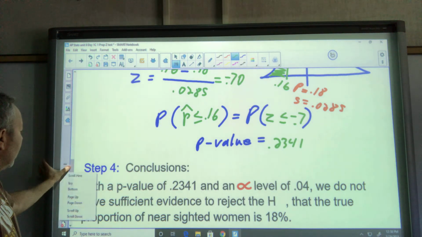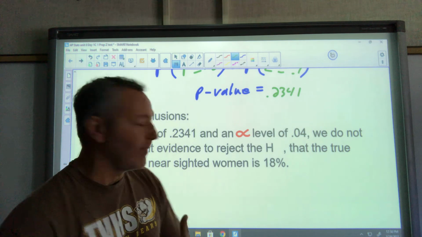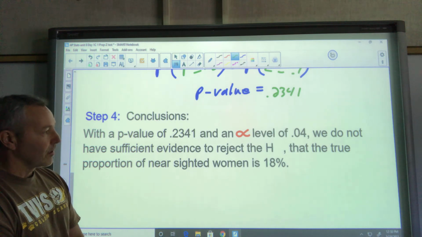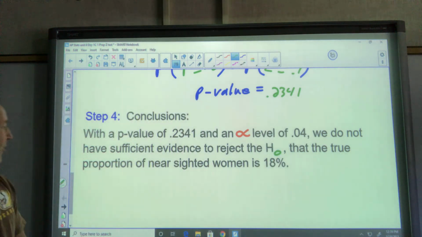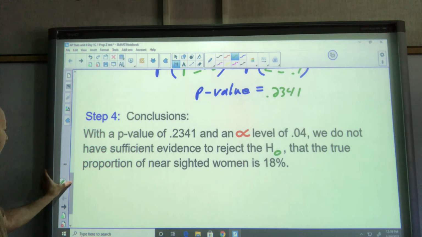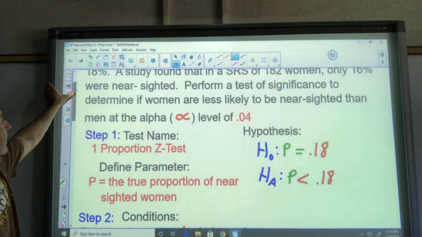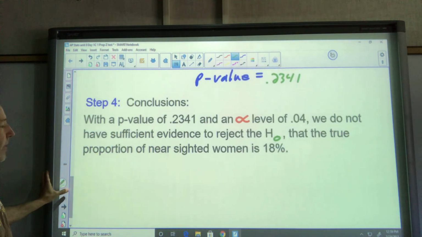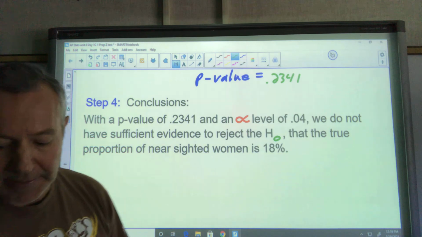Comes our conclusion again. So again, if our p-value is low, we reject the H0. No, ours is high, we do not. We fail to reject it. With a p-value of 0.2341 and an alpha level of 0.04, we do not have sufficient evidence to reject the null hypothesis that the true proportion of nearsighted women is 18%. Okay? And then I'm going to double check here, because if they ask a question, I have to make sure I answer that question. It says we're supposed to determine if women are less likely to be nearsighted than men. And I would add on to that that we cannot say that women are less likely to be nearsighted than men as a result of our findings. Thank you.